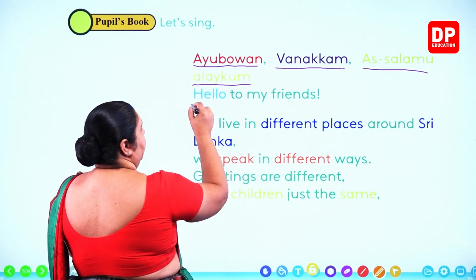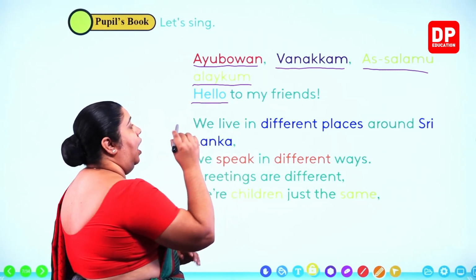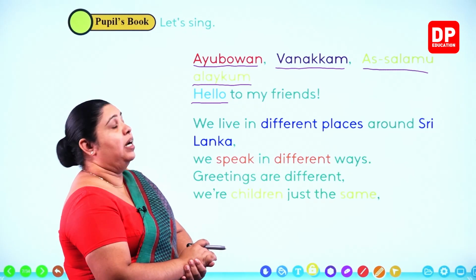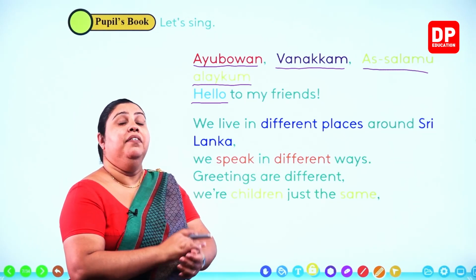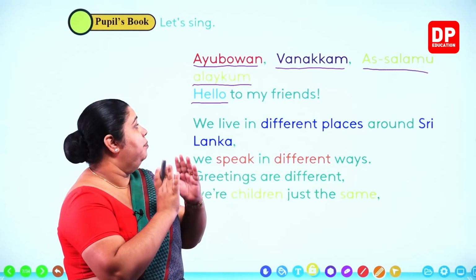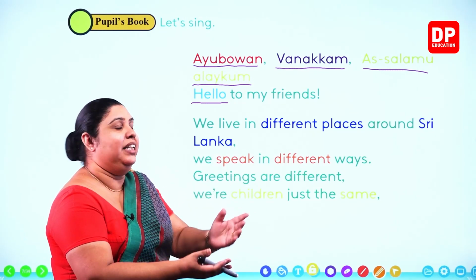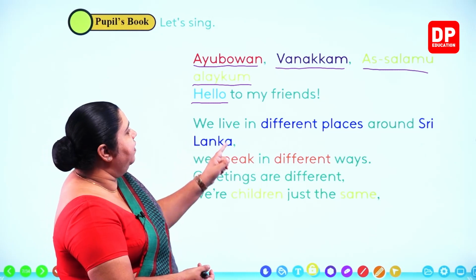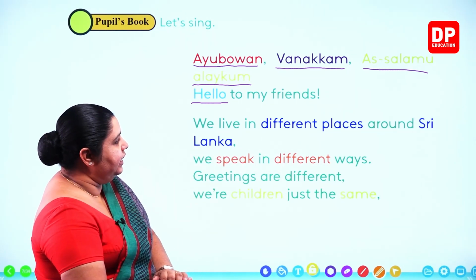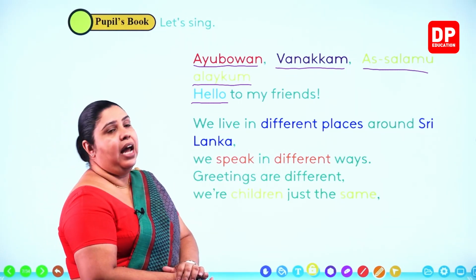Hello. ඔන්න පුතේ අපි hello කියනවා. Ayubowan, Vanakkam, Assalamu alaikum කියලා වචන පාවිච්චි කරලා අපි එකිනෙකාට අපේ යාළුවන්ට අපි ආචාර කරනවා නේද? We greet them. We live in different places around Sri Lanka.